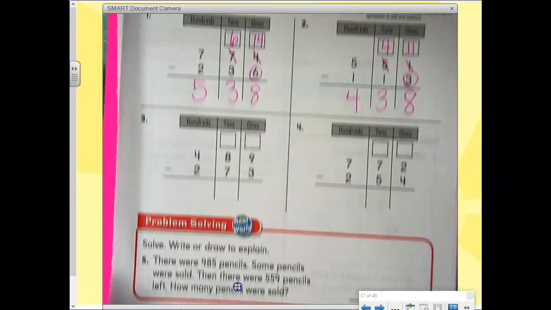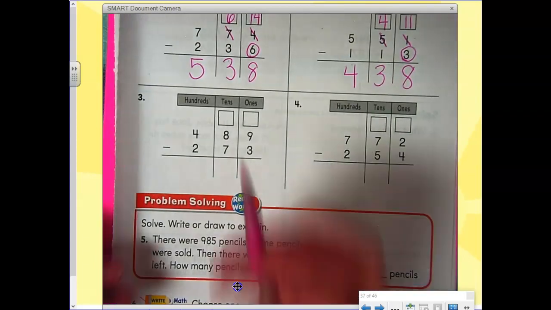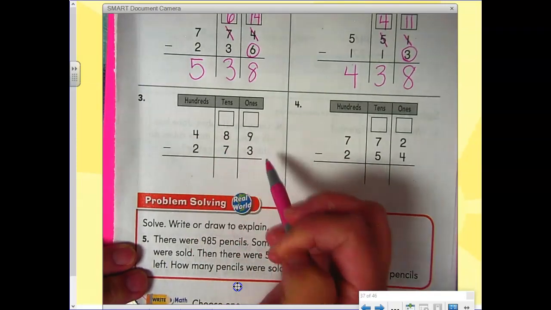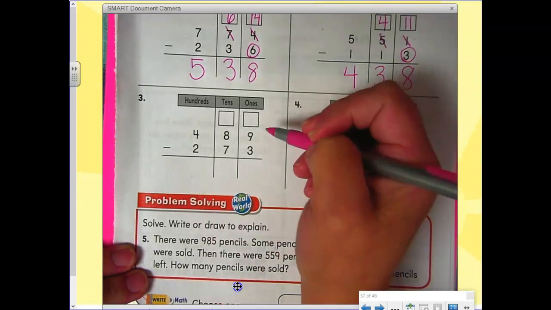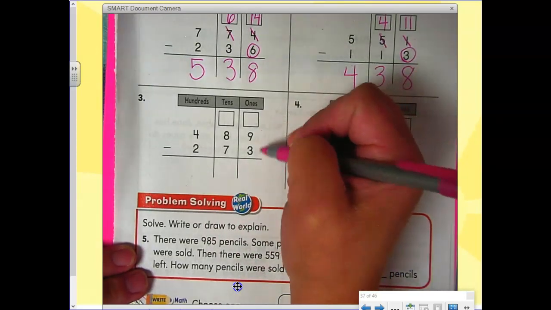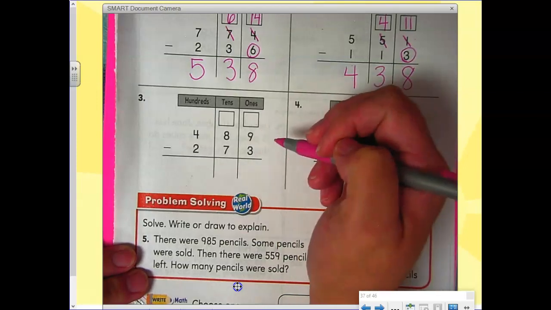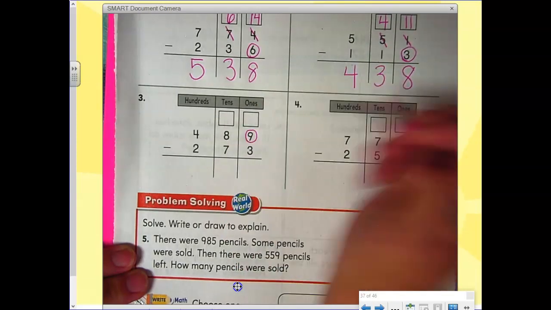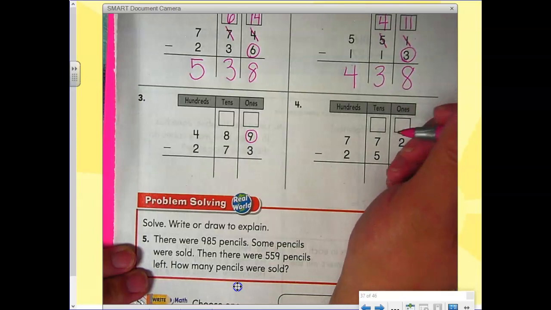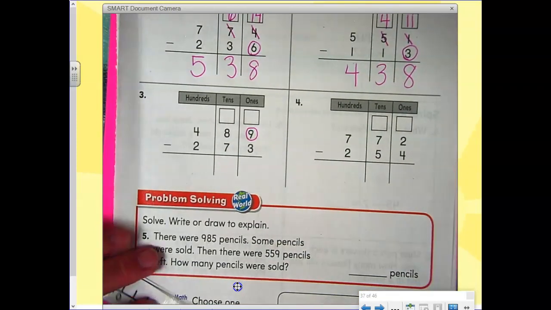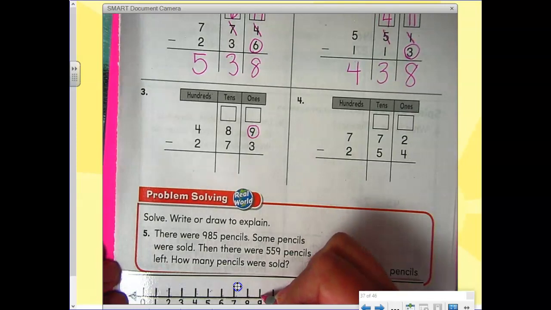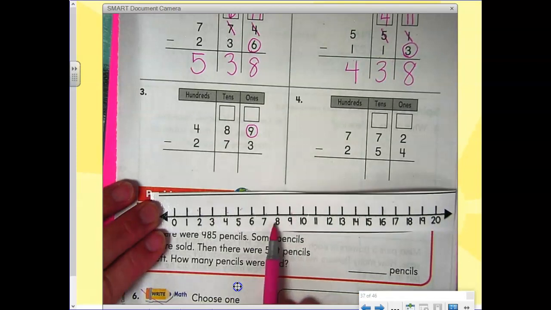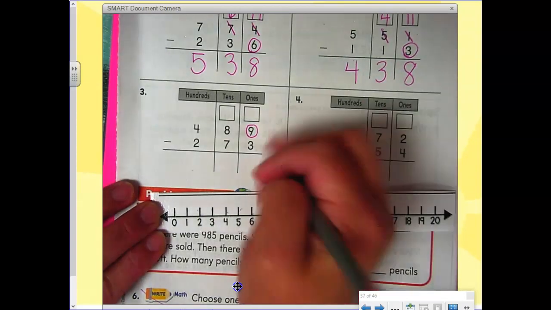All right, I'm going to go to number 3. 489 minus 273. Start on the right. In the ones place, 9 minus 3. Where's my big number? It's on top. If my big number's on top, no need to stop. I just subtract. So 9 minus 3. 9, count back 3. 1, 2, 3. My answer is 6.